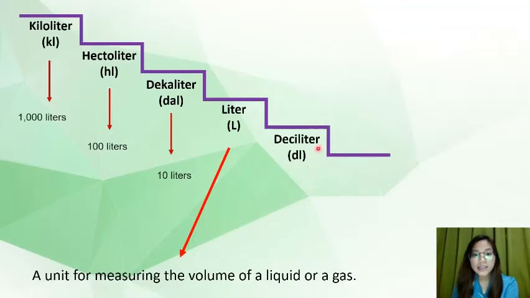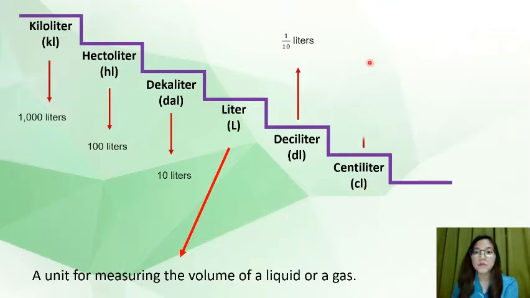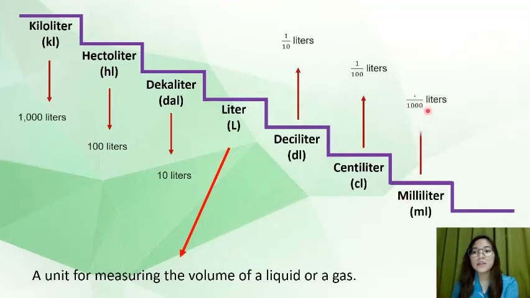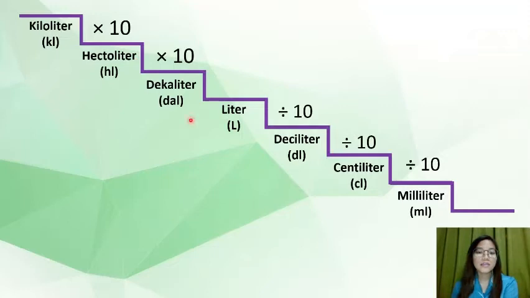So we have deciliter here, which is 1/10 of a liter. We have a centiliter, which is 1/100th of a liter. And the milliliter, which is 1/1,000th of a liter. So as you can see here, if we're from liter, if we're going up, you're going to multiply it by 10. If you're going down, you're going to divide it by 10. So just like this one. From liter, multiply it by 10 to get the decaliter, multiply it by 10 again to get the hectoliter, and multiply it by 10 to get kiloliter. While on the other side, you're going to divide it by 10.